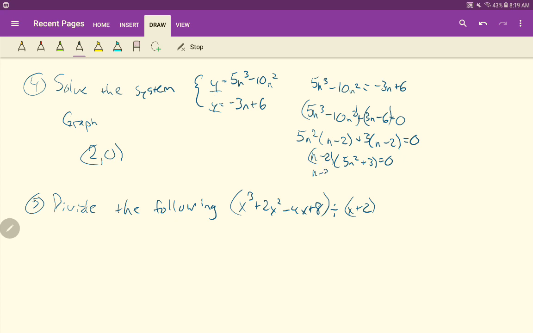And then we'll set n minus 2 equal to 0, and 5n squared plus 3 equal to 0. And we can see here that if I add 2 to both sides, I get n equals 2. So there's that solution that we got right there.